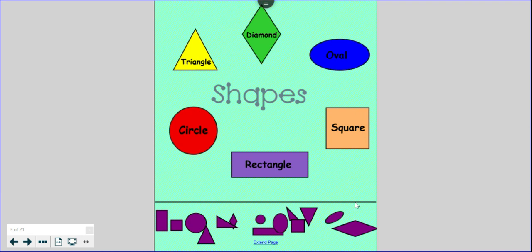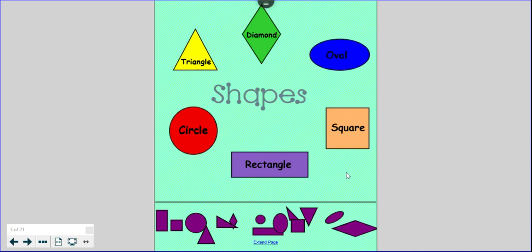All right, take a look at our shapes today. Let's point and say the names together. Square, rectangle, circle, triangle, diamond, oval. Tell someone in your house something you know about a square. I notice that on my square, all the sides are the same length. What's another word for all the same? Yeah, that's right. All the sides are equal on my square.